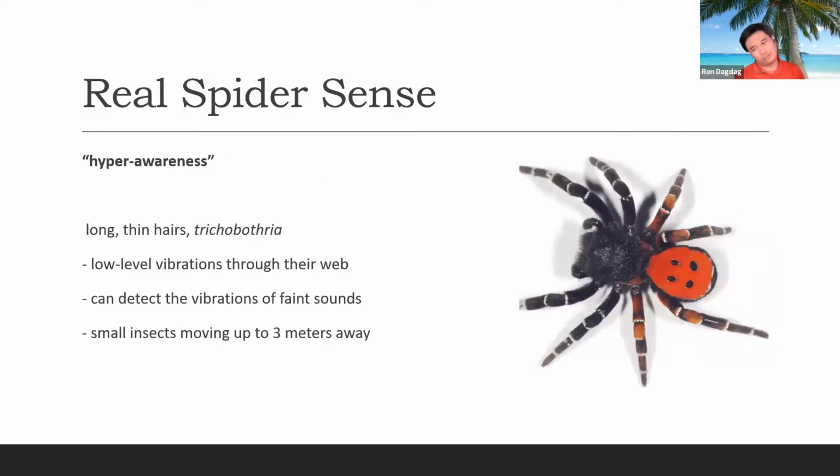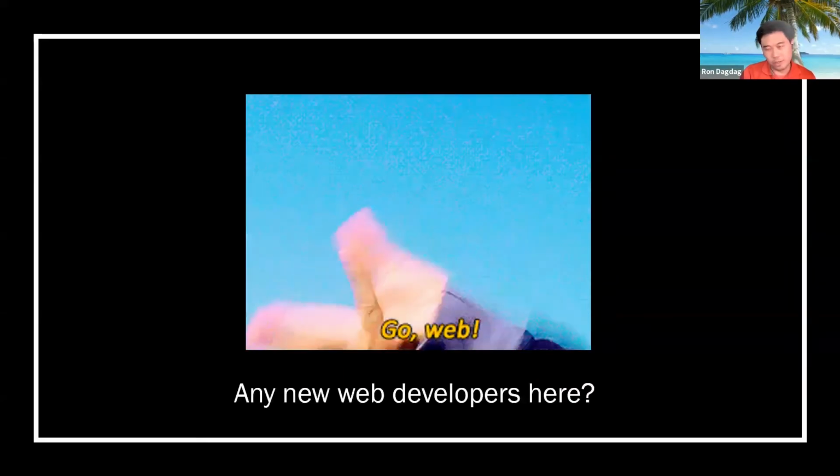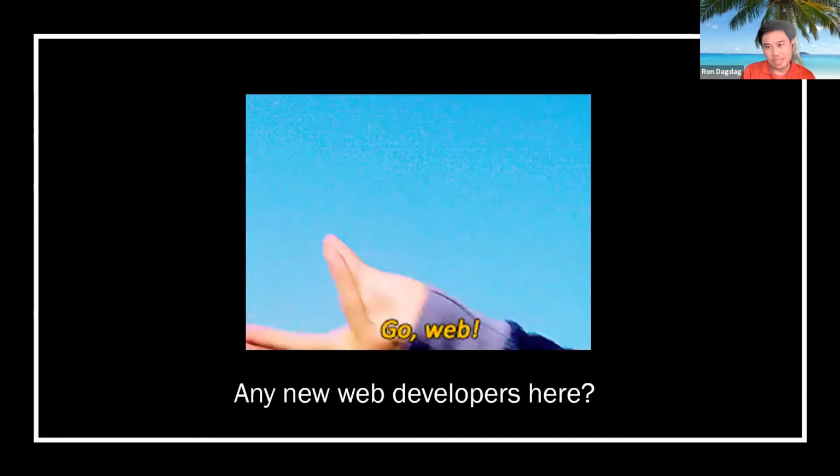But in the real world, the real Spidey sense is what they call trichobothria. I don't know if I can say that right, but it is the long thin hairs of spiders that give them low level vibration detection through their web, and it can even detect sounds because of that, and identify if there's a small object, and if there's danger, it can give them the fight or flight. And of course, if you're a new web developer, this is how it feels like.